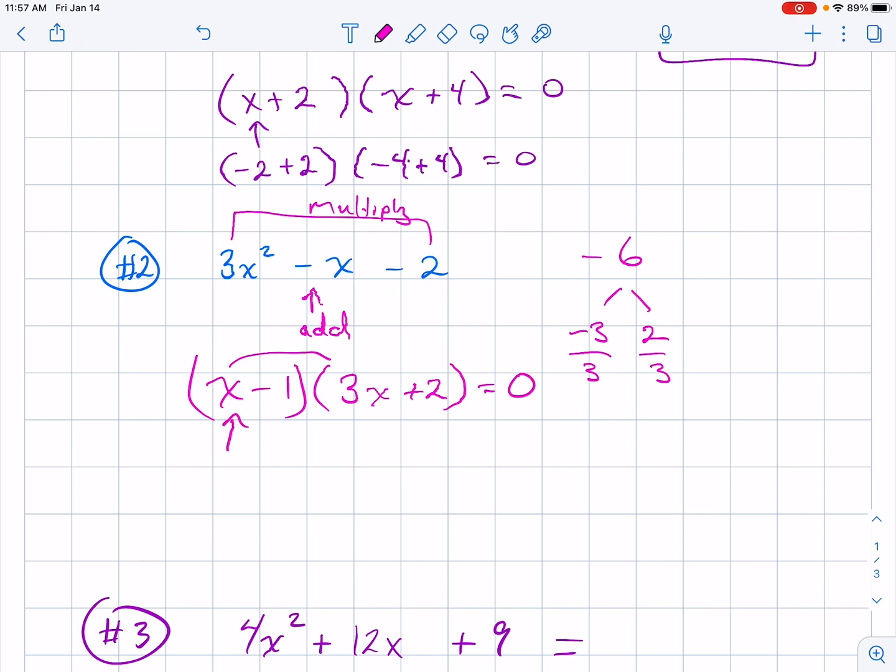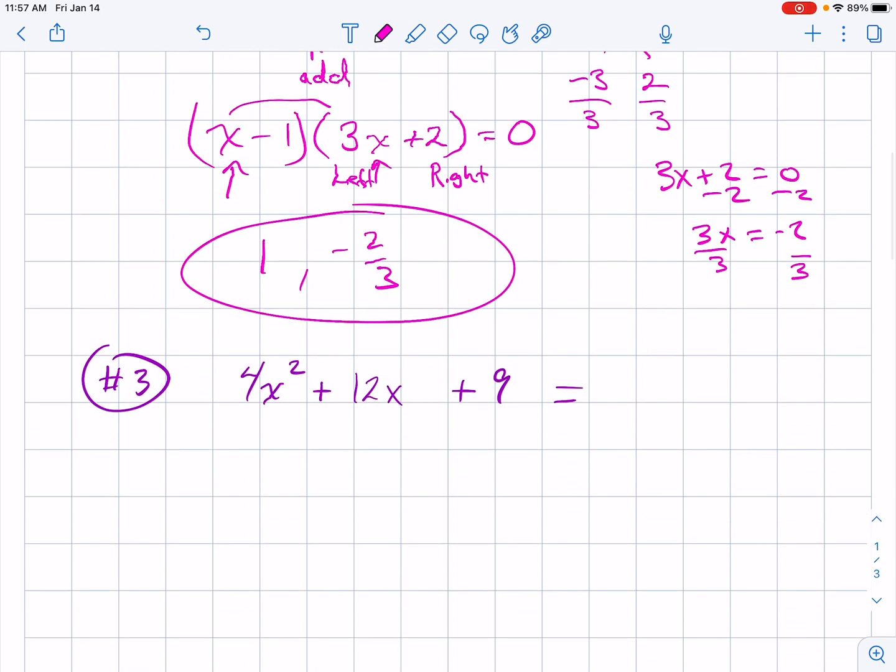Okay, so then I check to see what's going to make this equal 0. What value of x can I put in here to make this equal 0? Well, 1 minus 1 makes 0. So 1 is one of my solutions. The other one, what number can I put in the other x that will make this equal 0? So I have 3x plus 2 equals 0. If I take away 2, 3x equals negative 2, divide by 3, I get negative 2/3. Or you can simply say, choose the right over the left and change the sign.